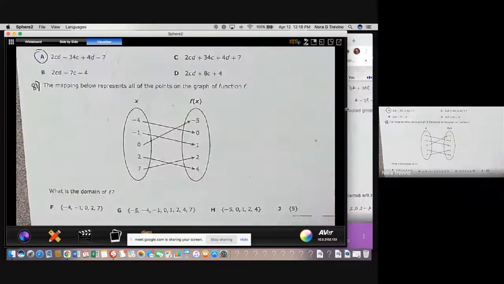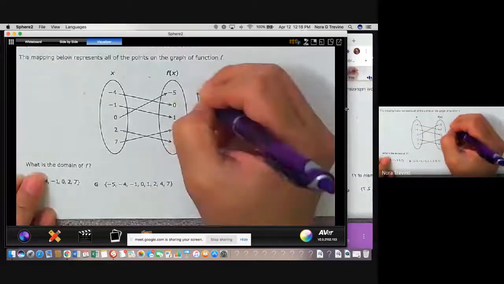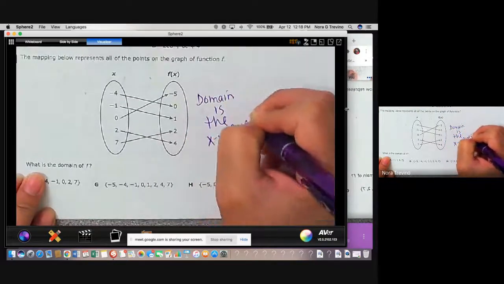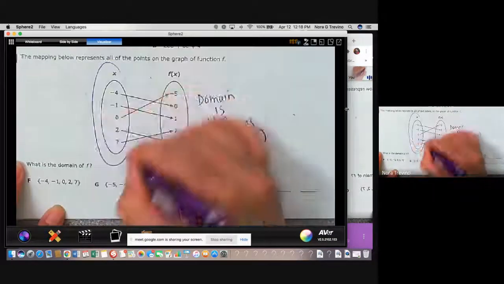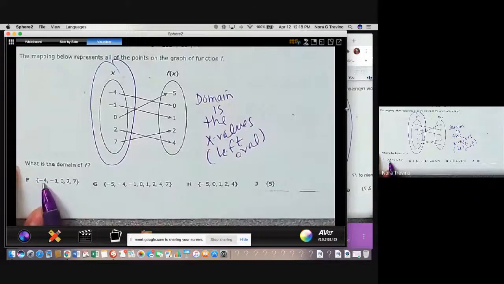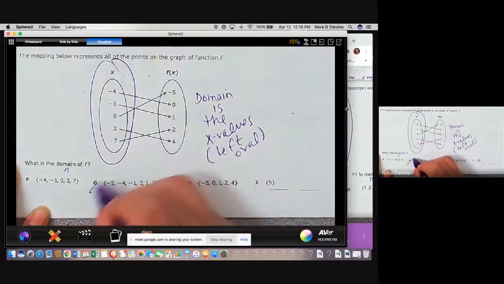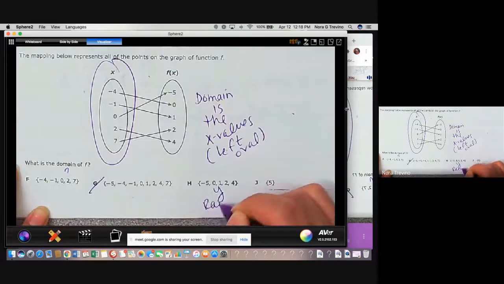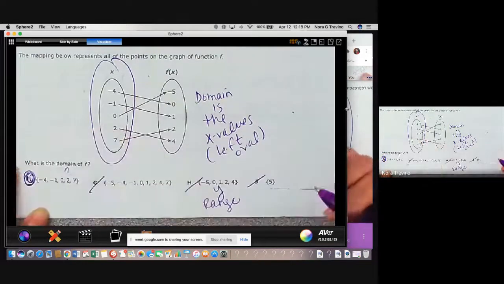And finally, the mapping shows a function of f. What is the domain? Domain is the x values, and the x values are found on the left oval. So they want the domain. They just want those guys. -4, -1, 0 to 7. Yes, maybe. -5, -4. There's no -5 here. They actually combined both numbers. No. -5, 0, 1 to 4. Those are the y values, that would be range. And just the 5? How is it just the 5? No. There we go. Super easy question.